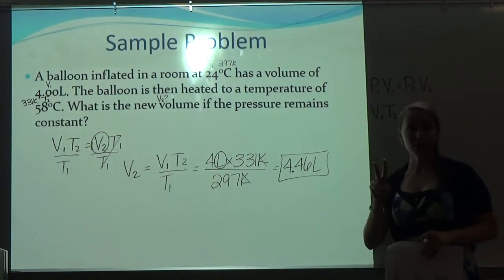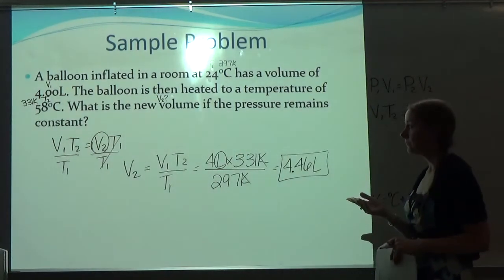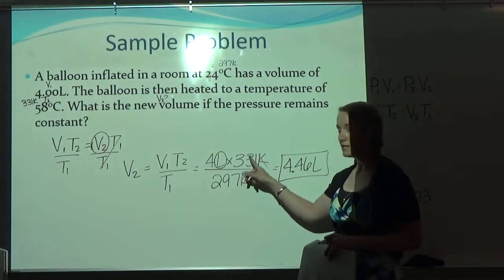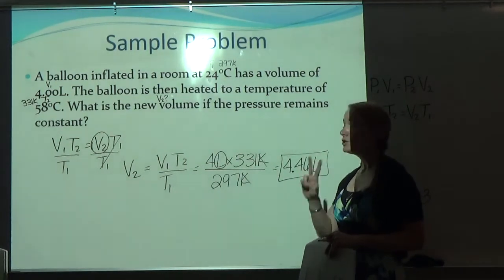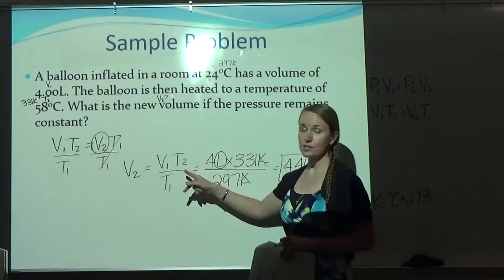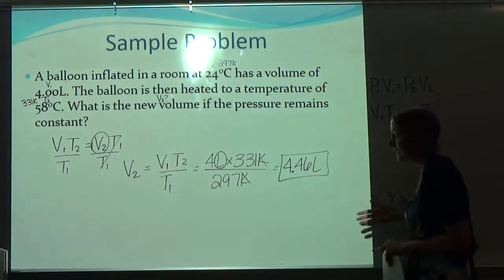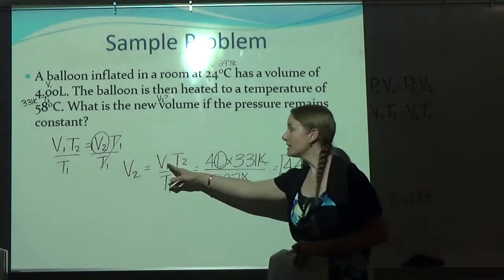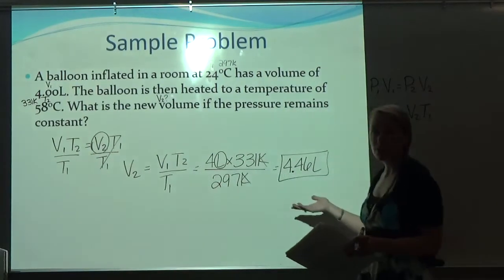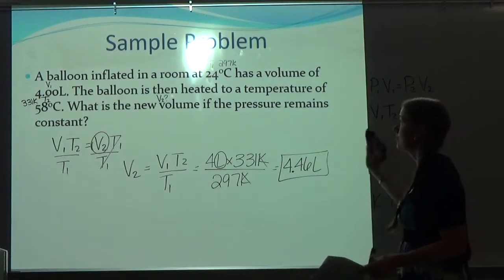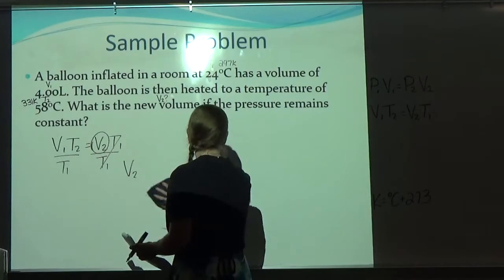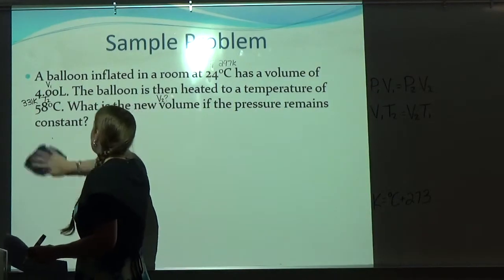So the 2 most common things I see happen in Charles' law is 1, people forget to change Celsius to Kelvin, and then 2, you flip your temperatures. I don't know why that's such a common thing. I know you want the ones to be together, but they're not together. Okay, this is a direct relationship. Inverse and direct relationships have 2 different outcomes when it comes to doing math.